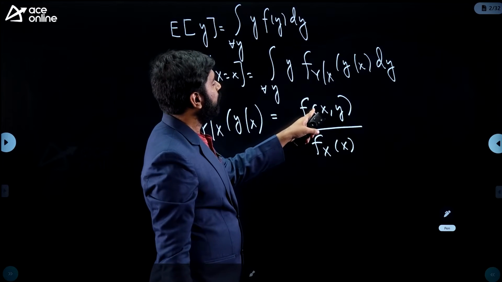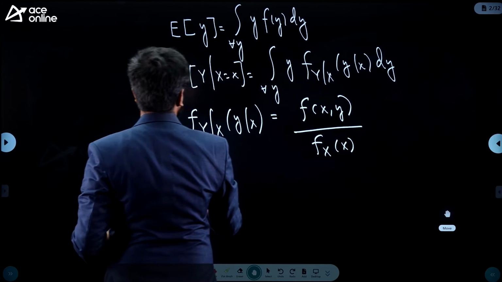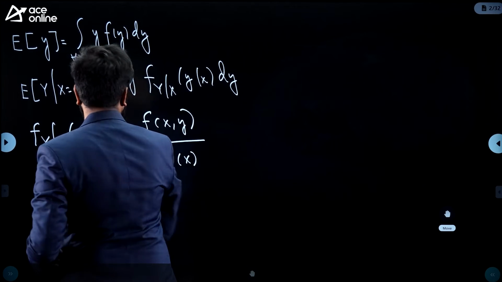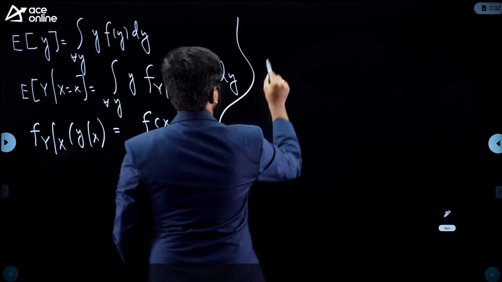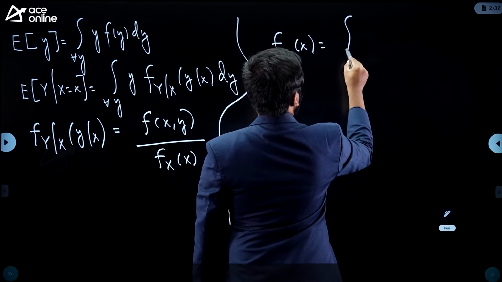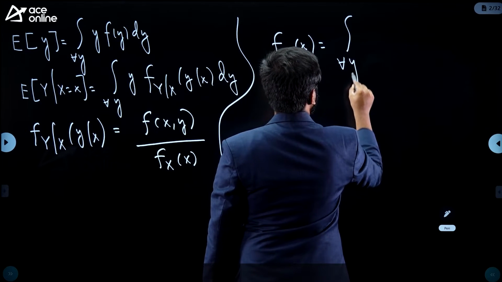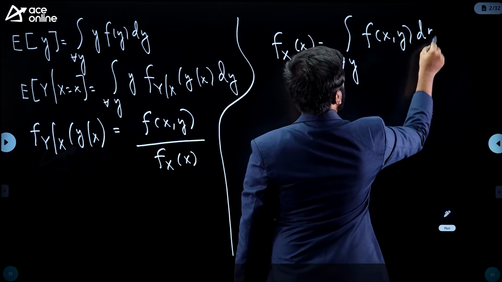So this is already given. You need to find this. How do you find this? A lot of calculations are involved, so I'll show you how to find the marginal. Look, the marginal fx of x is the integration done over all the values of y, f of x comma y dy. This is how you find it.